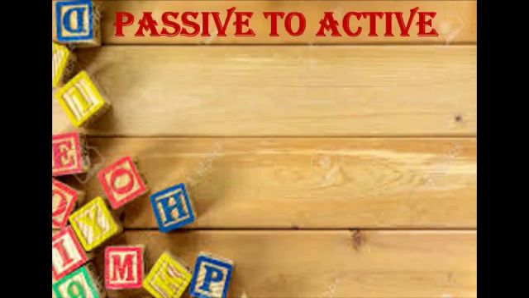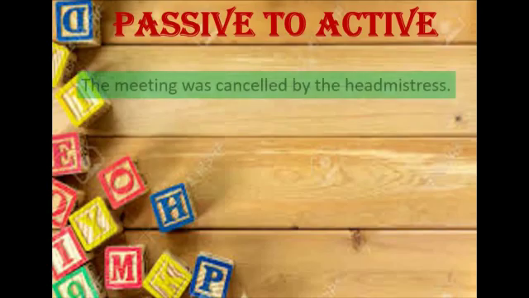Okay, now let's see the vice versa, that is, how to change passive into active. The first sentence is, the meeting was cancelled by the headmistress. Can you guess the tense of this sentence? Was cancelled. So was means that this is simple past tense, the passive voice of simple past tense. So now we have to just reverse the order. We have to bring the last word to the start, that is, the headmistress.